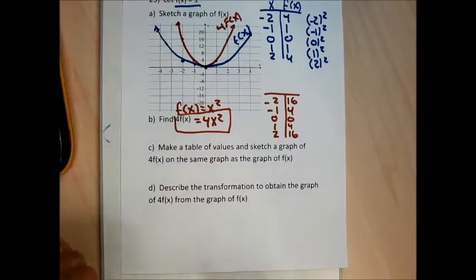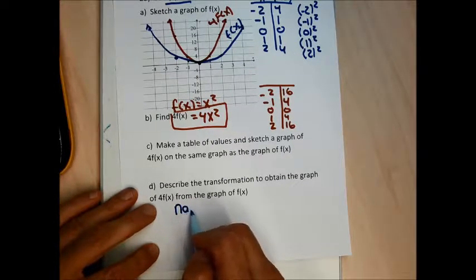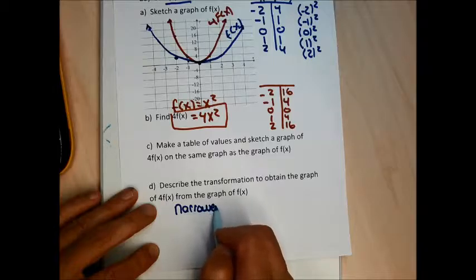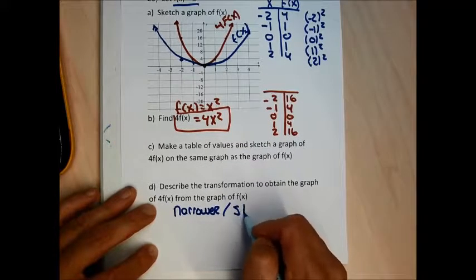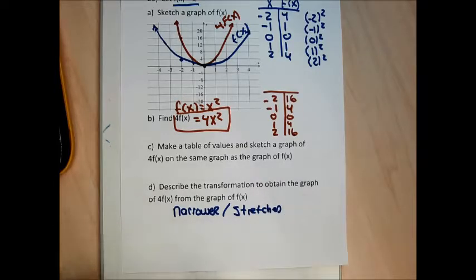This graph got narrower, so I can say it got narrower, or the other way that we said that is it gets stretched. So either I'm going to use the word it got narrower or skinnier, or you can say the graph got stretched. Those are interchangeably good answers for problem 25.